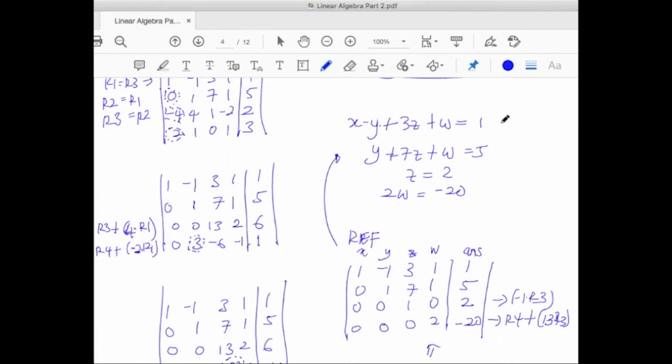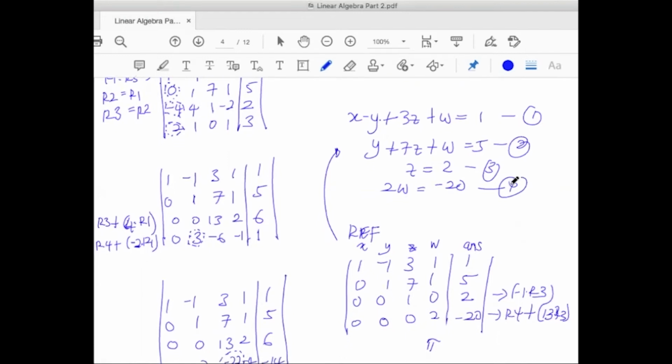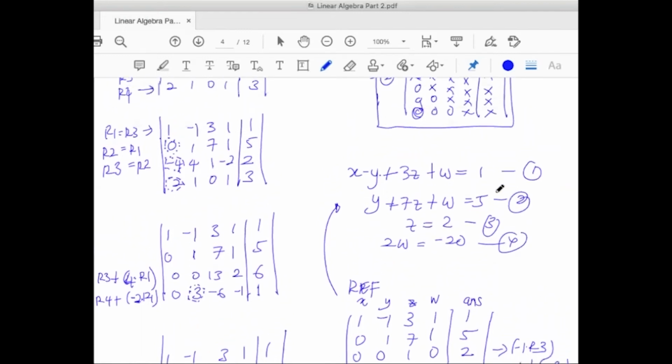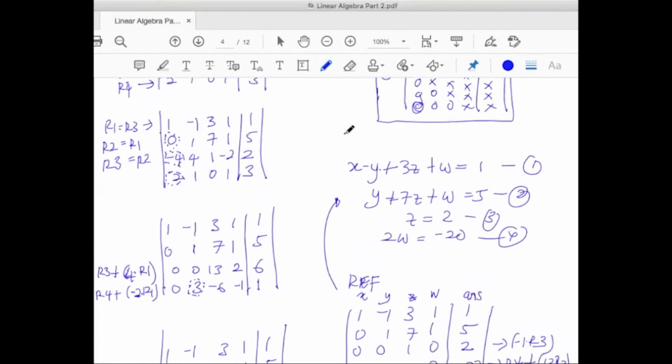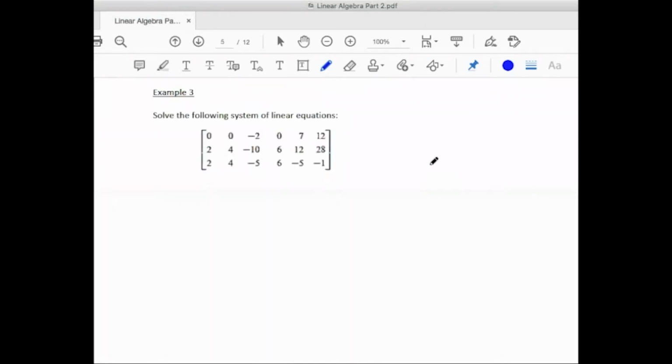Okay, so you have four linear equations. So you can solve this, and finally, if you solve it, your x is equal to 6, your y equal to 1, and your z equal to 2, and your w is equal to -10. All right? Okay, next we look at example 3.